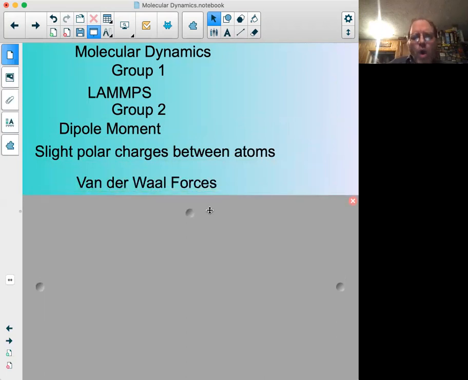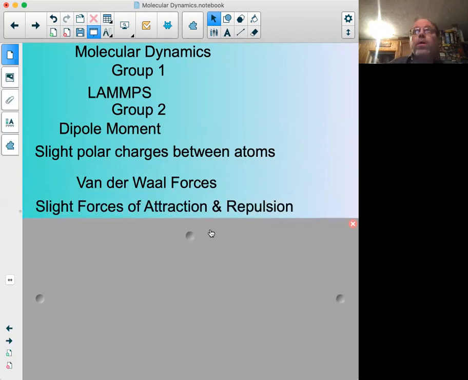We also have van der Waals forces. Now, these are slight attraction and repulsion forces. We'll talk about those when we talk about gases, but know that they exist and they are interacting within molecules.